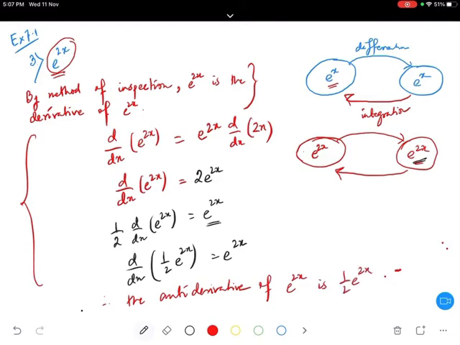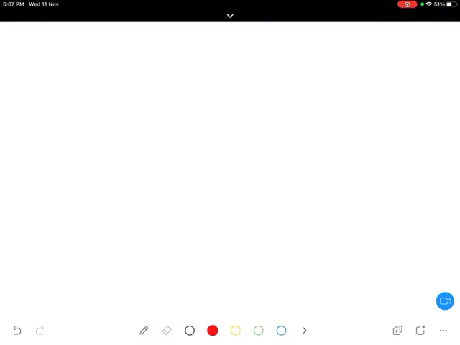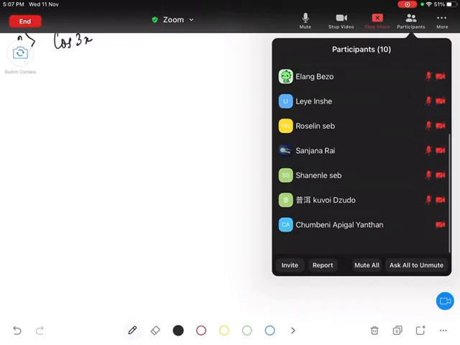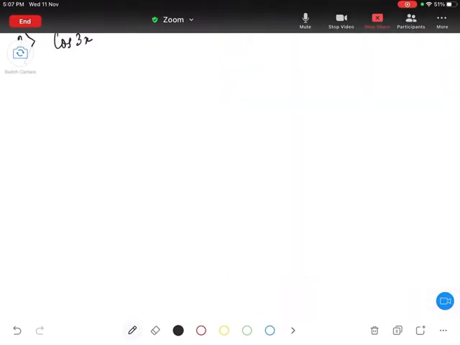Now let me do question number 2, which I gave as homework, but let me do that question again. So question number 2 is what? We have cos 3x. We need to find the antiderivative of cos 3x. So how will I find this one?